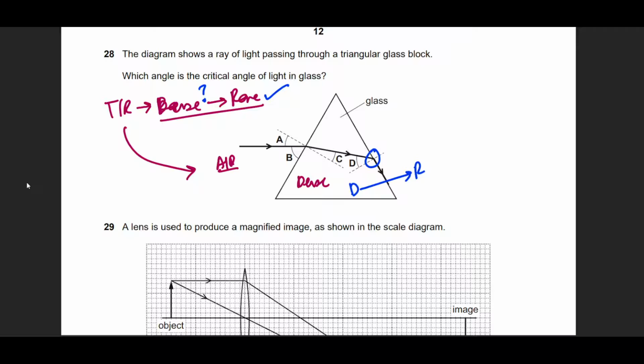Now, and again, critical angle is the angle of incidence in the dense medium for which the angle of refraction becomes 90 in the rare medium. So option D is the right answer in terms of total internal reflection.